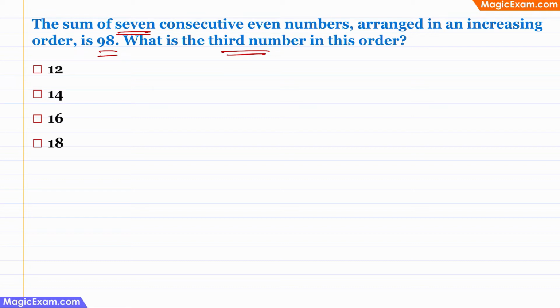You can use the algebraic method where you say that the first number is x, then the second number is x plus 2, then the third number is x plus 4, and the fourth number is x plus 6. So that way you can write an equation and solve it. Now that would be more required if we were dealing with an odd number of consecutive numbers, right? But here we are dealing with an even number of even consecutive numbers.